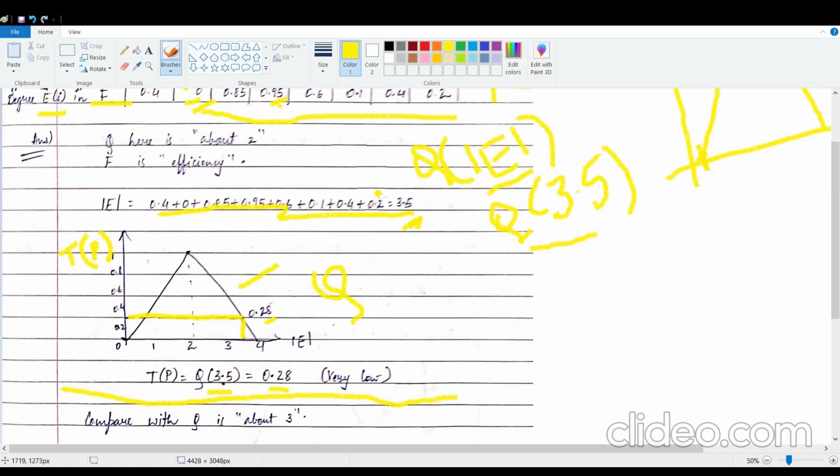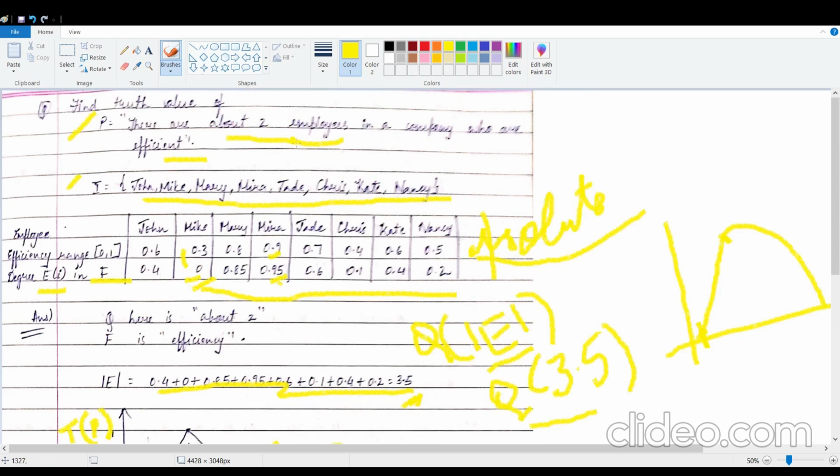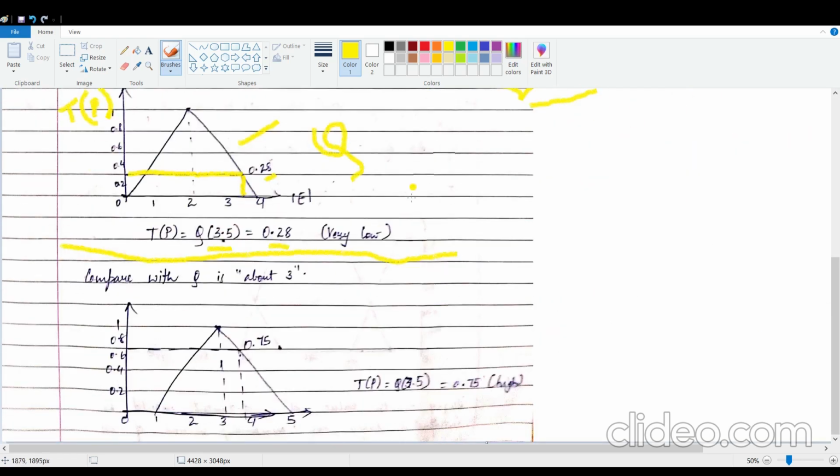Anyway, I'll try finding out what the truth value is if the statement was there are about 3 employees in a company who are efficient. If that was the case, what would have been the value? This time around my graph would shift to the right side. Why? Because I want to make sure that it is peaking at 3. So this time around I start at 1 and then I finish at 5. Once again it's up to you wherever you want to start and finish, but make sure you maintain this triangular shape.